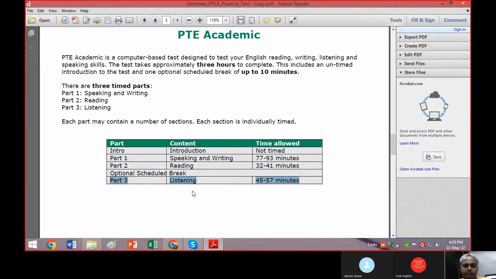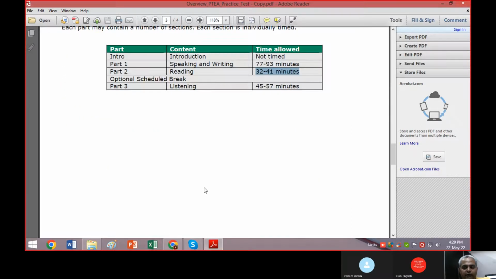The listening in PTE is very important. It is 57 minutes, almost an hour. And I would say the reading part is 32 to 41 minutes. It is not that difficult as what we have seen in IELTS, where the third task is sometimes very difficult. But this one is quite good. Now let's see further what's there.